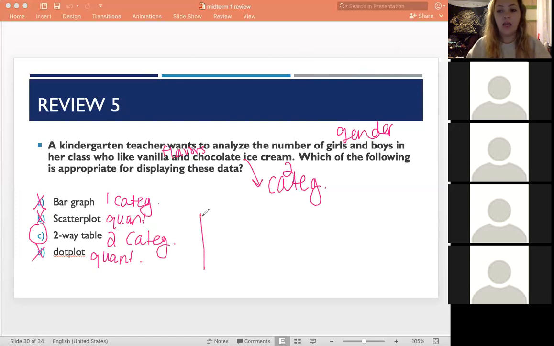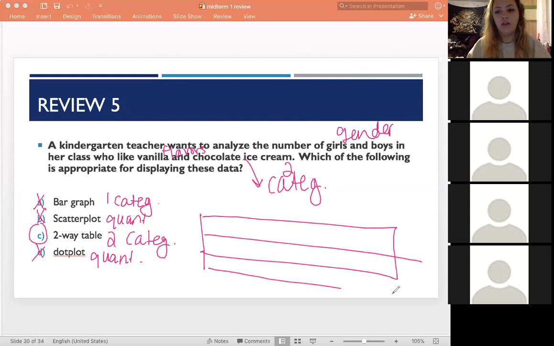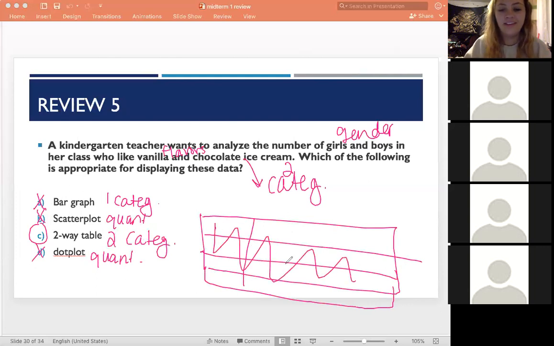You would do something like this. Whoa. Don't like how I drew this one, but we're gonna go with it anyway. So we had like gender, never mind. It's not gonna look good. I changed my mind. But you guys get the point.